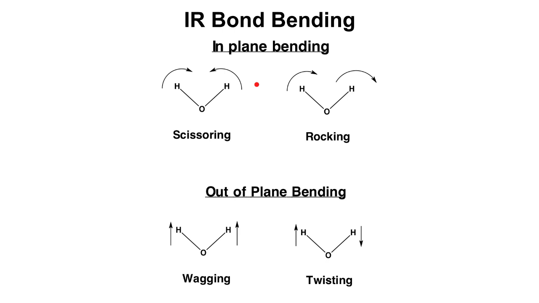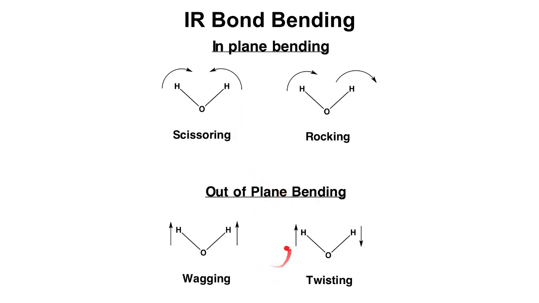And then you can also have what's called a rocking bend. So this would be where one of the fingers, let's say, is moving to the right and the other finger is also moving to the right. Whereas scissoring, one's going right, one's going left, and then they meet together in the middle. Okay, so rocking, take your two fingers and go to the right with both of them or to the left with both of them. They're still in the plane, but they're rocking back and forth, almost like a swaying motion. Okay, and then we have out of plane bending.